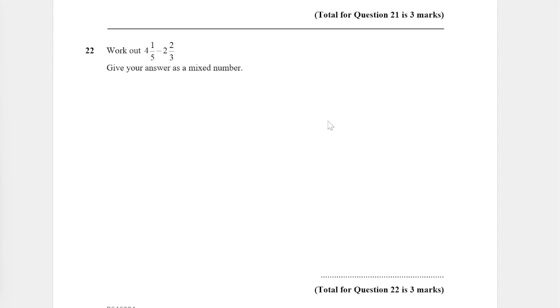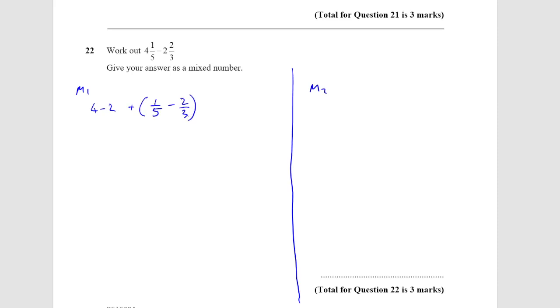Okay, question 22. So we've got a subtraction of mixed numbers. So I'm going to do this 2 ways. You can choose which way you prefer. So the first one is by treating the number part and the fraction part separately. Okay, so the number part here would be 2.